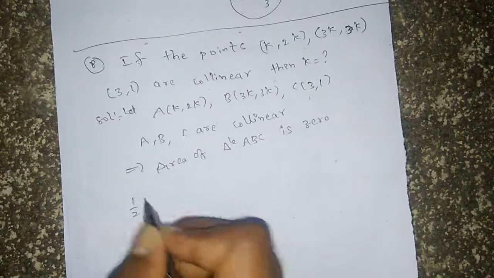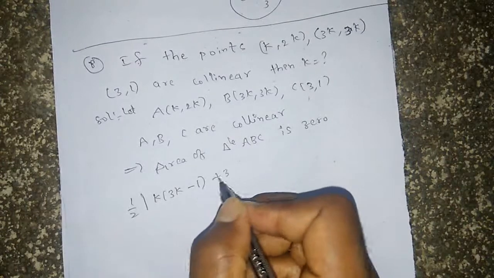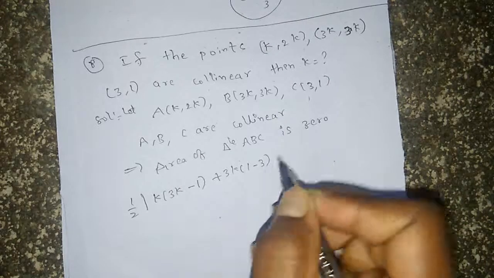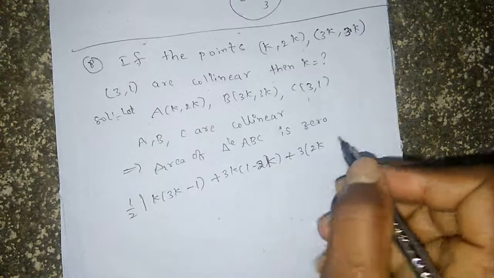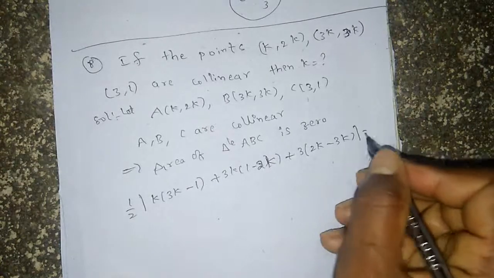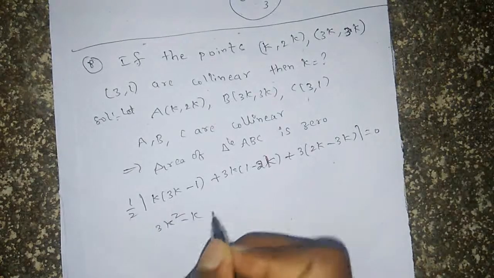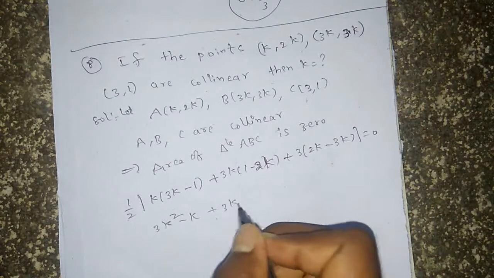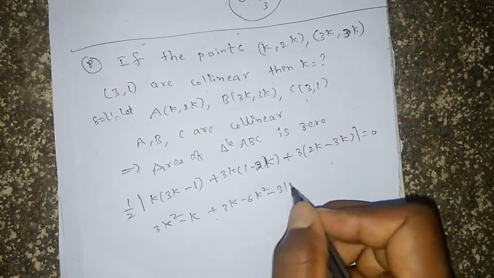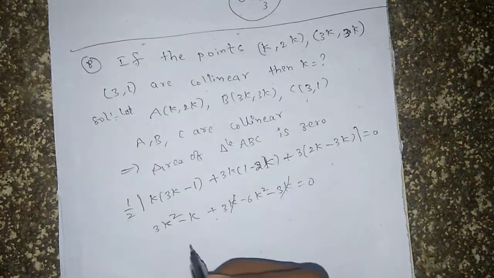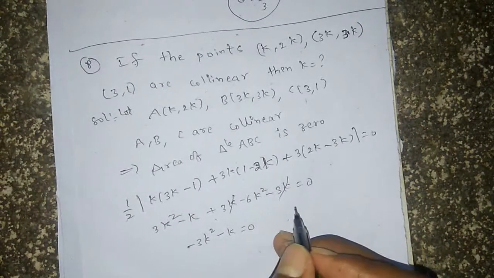Apply the formula, that is half mod x1 into y2 minus y3 plus x2 into y3 minus y1 plus x3 into y1 minus y2 is equal to 0. To the right side, that will be 0. This is 3k square minus k plus this is 3k minus 6k square. This is 2k minus 3k is minus k, minus 3k is equal to 0. 3k gets cancelled. Minus 3k square minus k is equal to 0.